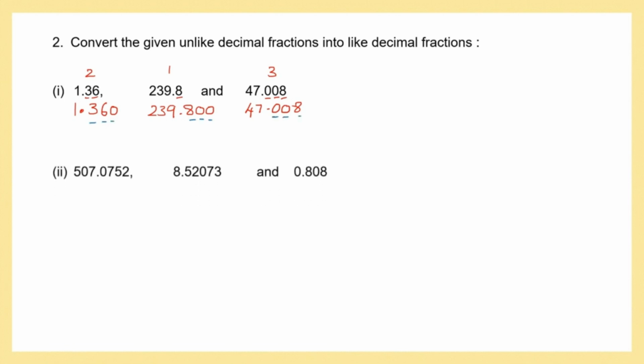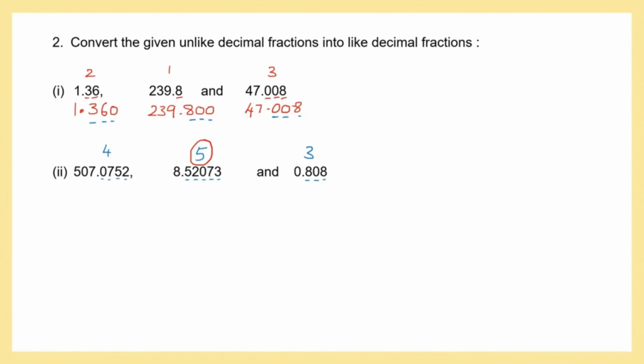Now second one, we have unlike decimals here. What we need to do is first find out which number has the largest number of decimal places. The first one has 4: 1, 2, 3 and 4. The second one, 1, 2, 3, 4, 5, has 5 decimal places. The third one has 3 decimal places. To make them all like decimals, we have to see that all numbers have the maximum number of decimal places, that is 5. So let's do that.